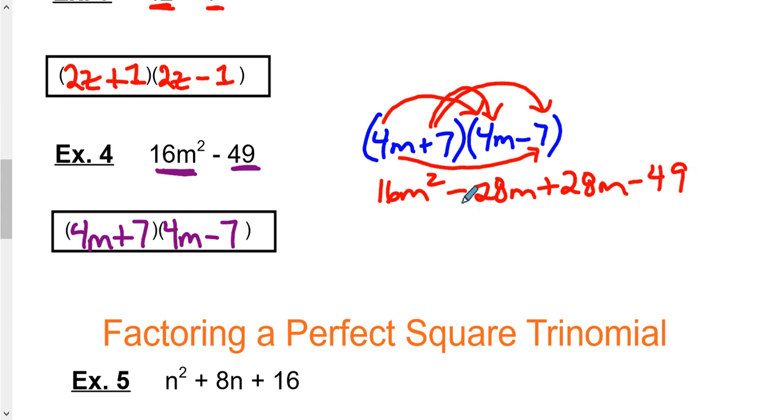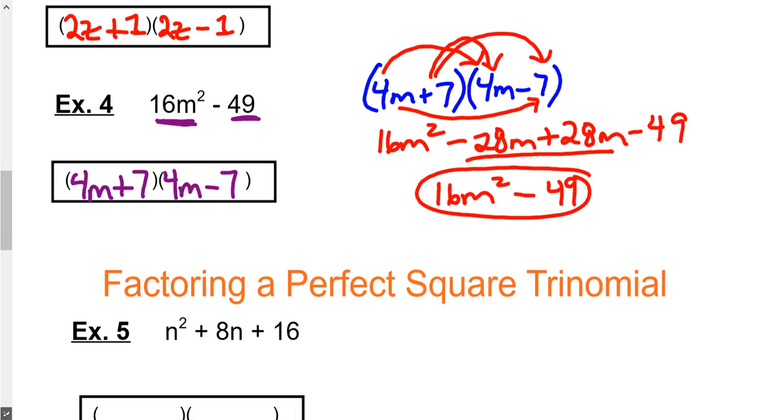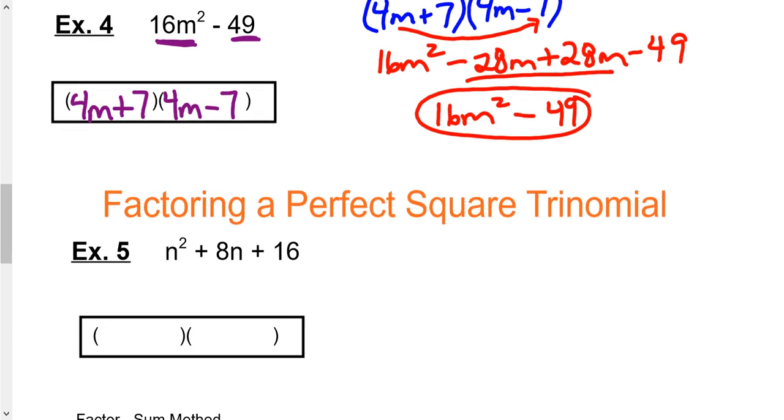And as you can see, a negative 28 plus a positive 28 actually equals 0. So you won't write 0 in the middle, you just eliminate that middle term. So then it just becomes 16m squared minus 49. That's how there's no middle term. Because when you do the FOIL method, because one's positive, one negative, it eliminates the middle term. So just so you know why there's no middle term. Okay? Again, that's using the FOIL method to check that your answer is correct, because you should get the original problem back.